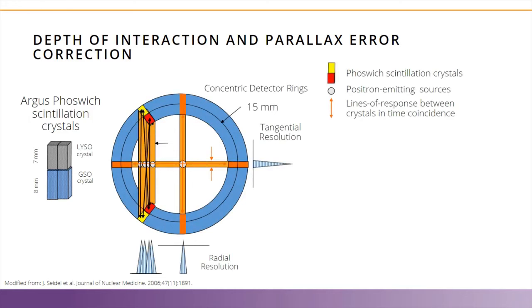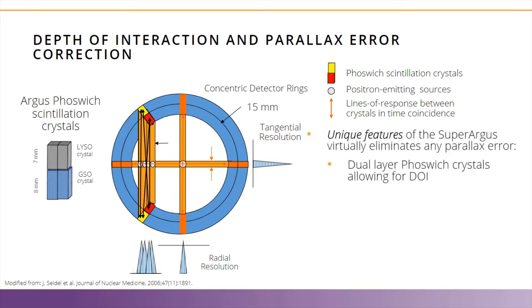This additional information can provide additional lines of response from the positron emitting source. These combined allow for correction of the parallax error, which ultimately improves the resolution as you move out from the center of field of view. When the phosphorus detectors are used, we can see the radial resolution when the annihilation event occurs at the center of the field of view. This is very similar to that which occurs as the annihilation event moves out from the center of the field of view. By overcoming the parallax error and improving resolution across the entire field of view, this allows more of the bore size to be used for effective imaging.